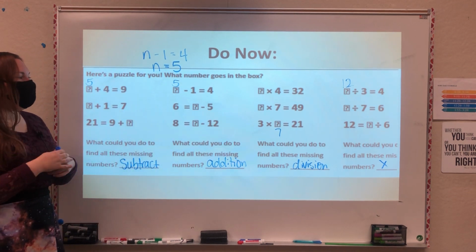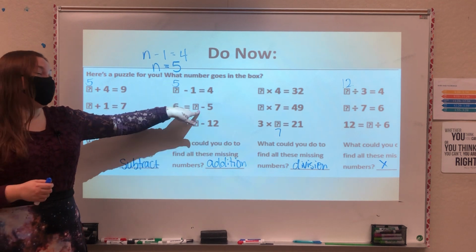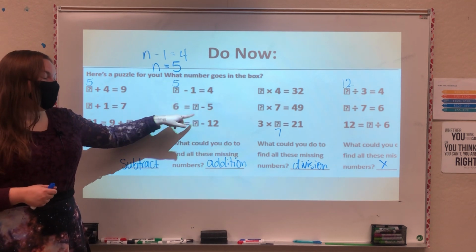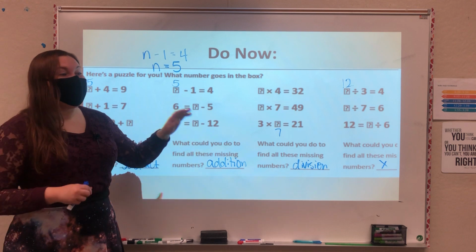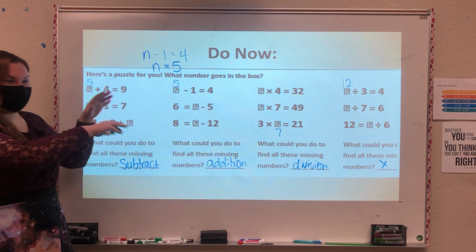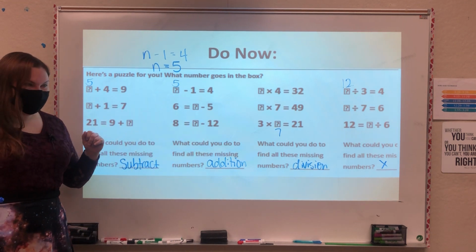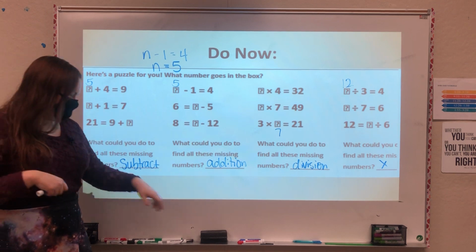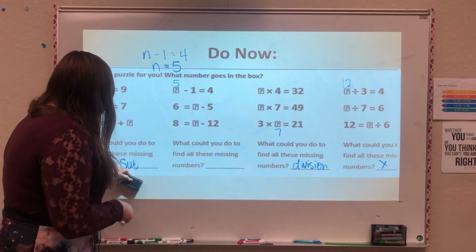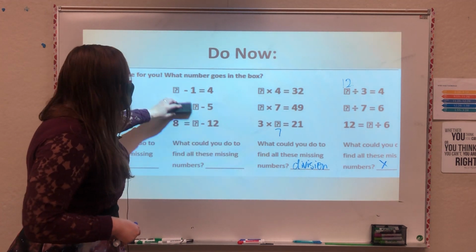But there's going to come a point where you can't just look at the equation and know what that missing number is, which is why we're also emphasizing showing how you get your answer, because we're going to be doing that same stuff when the equations get real crazy. Okay? So with that, we can go ahead and get started.